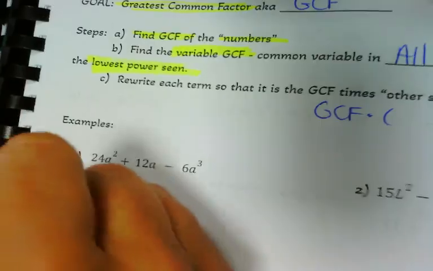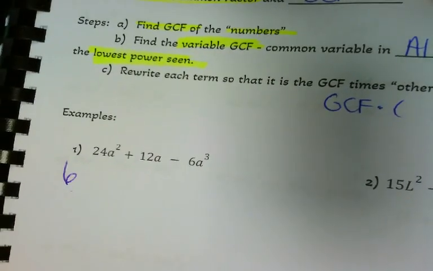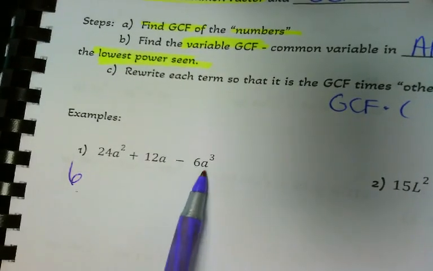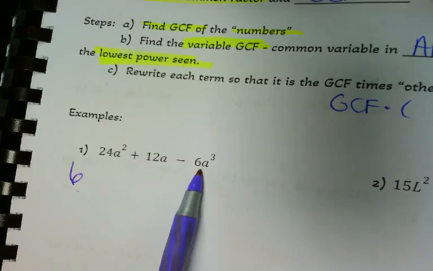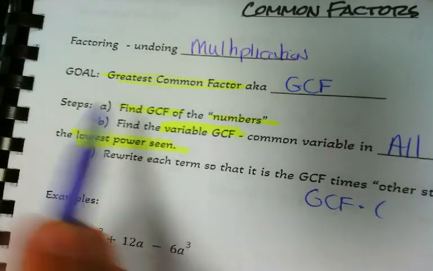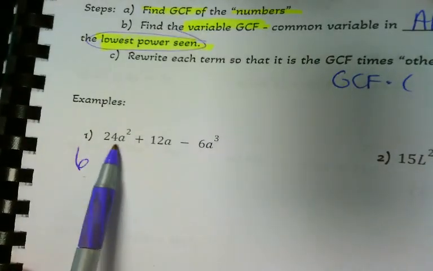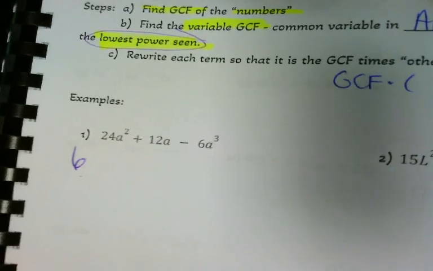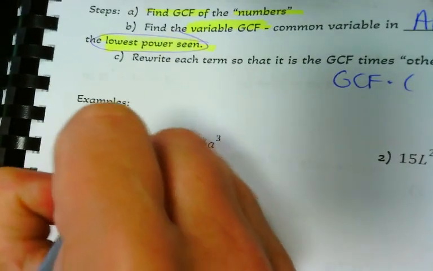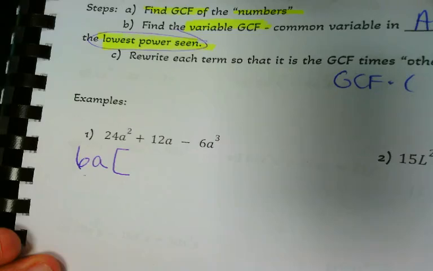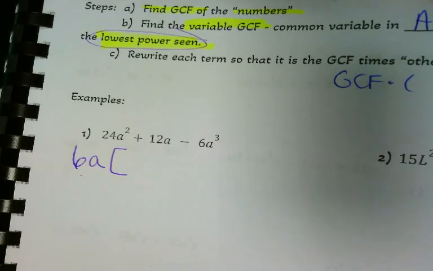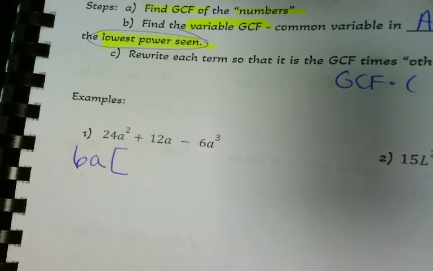So I'm going to pull out a 6. And then I have an a squared, an a, and a cubed. What could I take out of all of them? Just an a. And again, it's the lowest power. I couldn't take an a cubed out of just an a, right? I have to take the lowest one out. So I can take out a 6a. So GCF in front. You can use parentheses, bracket. I apparently just drew a bracket, but parentheses are just fine.